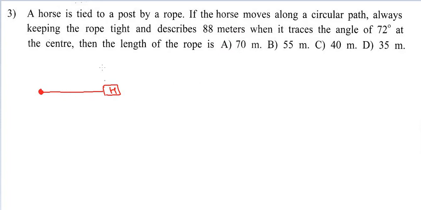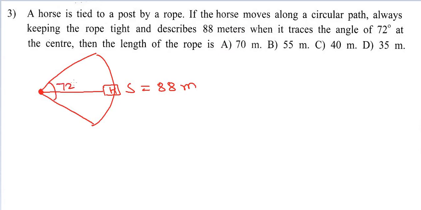Now the horse is going to describe a circular path like this. This is the path described by the horse, and when it describes this path, let S be the length of the path, which is given as 88 meter, and the central angle that it makes is equal to 72 degree. We need to find the length of the rope. The length of the rope acts as the radius over here. So the formula that we are going to use here is S is equal to R into theta in radian. Now first we need to convert 72 degree into radian.